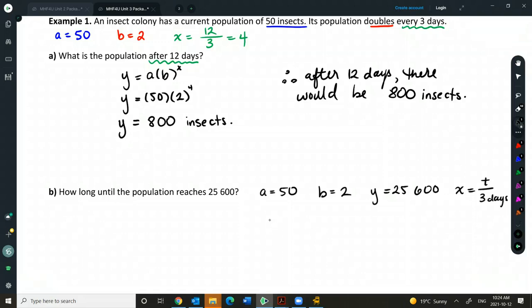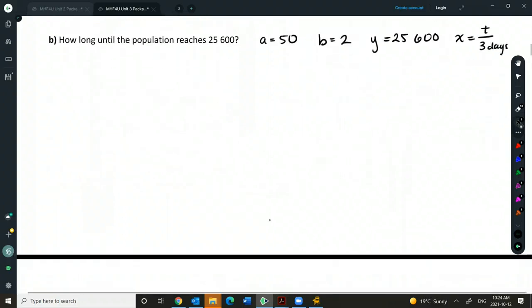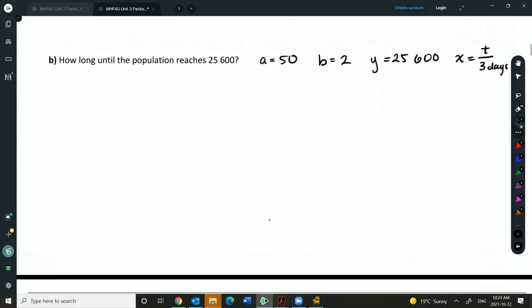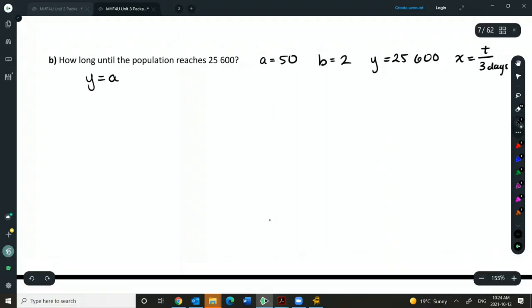So I should expect, once I solve for time here, I should expect to get out my time in days, because I'm putting in a doubling period of 3 days. So I'll always get time out in the same unit of measurement. Okay, so let's plug in what we know into y equals a times b to the x.